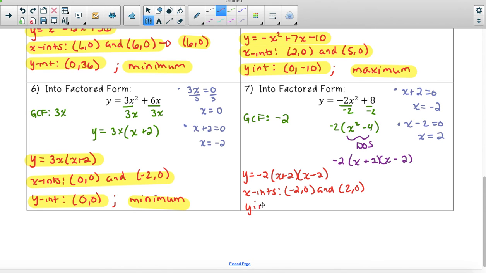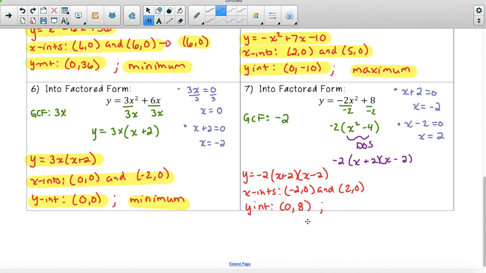Our y-intercept comes from the original form. We have a positive 8 as our constant, so we always go back to our original. Before we had even begun to factor it, our original had a positive 8 for the c because it was a constant. There's no x attached to it. So our y-intercept is at 0, 8.